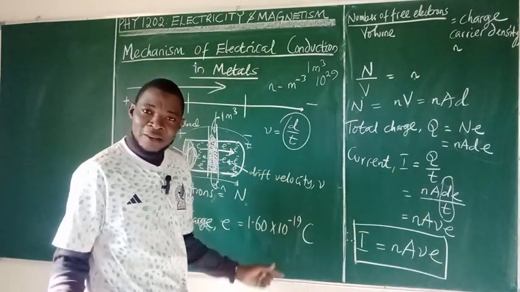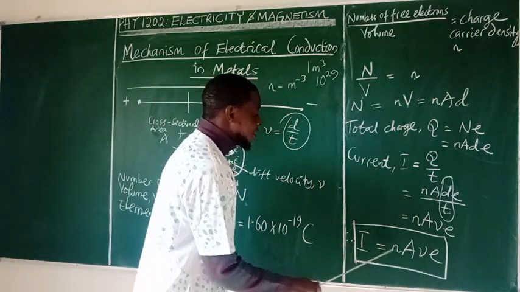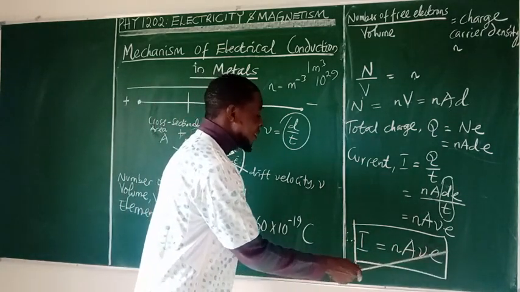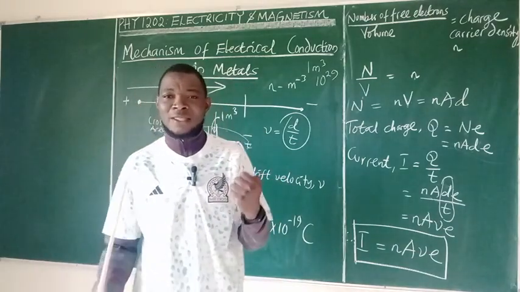Now, at the end of the day, we have current equals nAve as the formula for calculating our current in ampere.